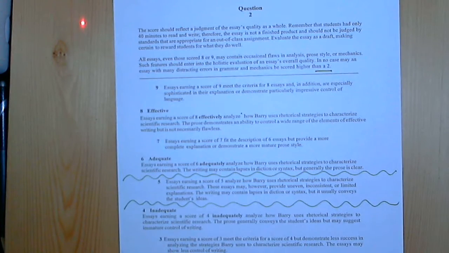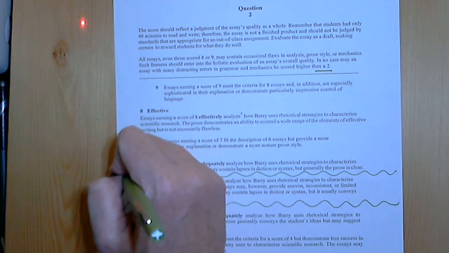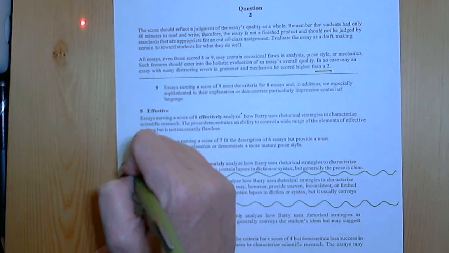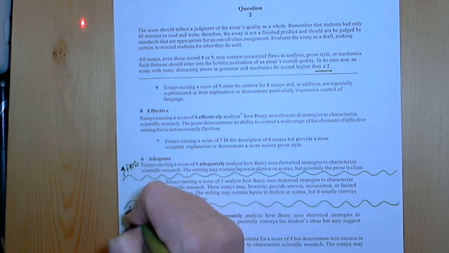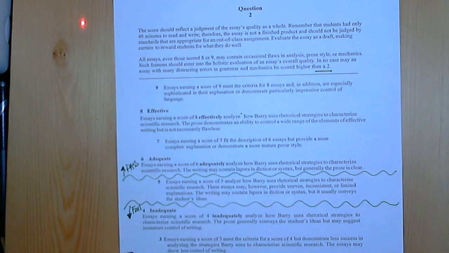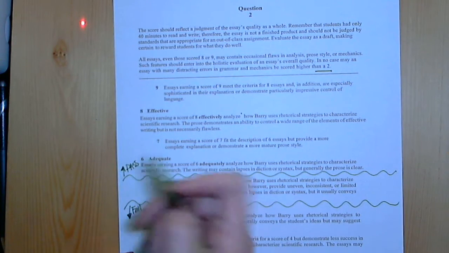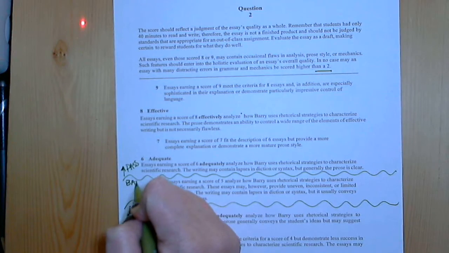Okay? So everything from 6 and above is pass. Everything from 4 and below is fail. Then what is a 5? We're just going to put barely.